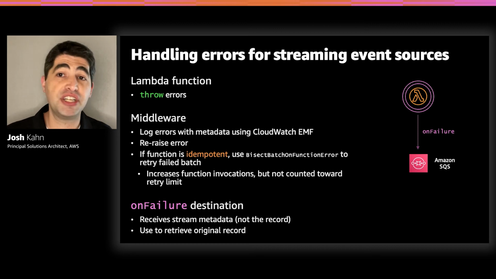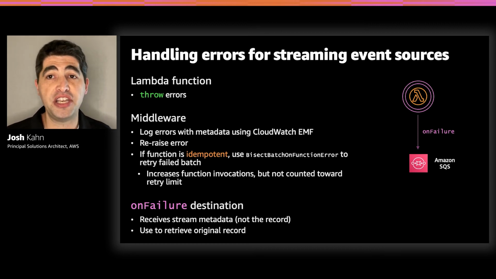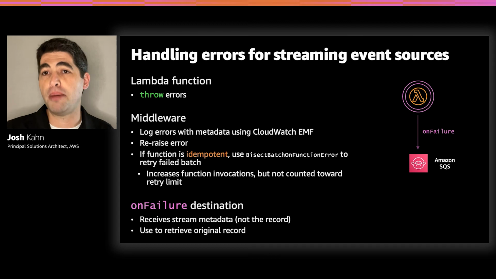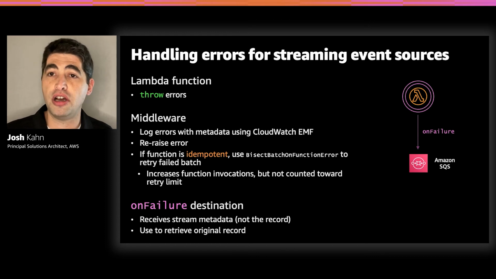And that destination does not receive the original payload. Instead, it receives metadata about the stream itself. And you can use that metadata to then go look up the batch of records that failed in the future. But if you're just trying to process the events that show up in your failure queue, for example, the same way you would with an asynchronous invocation, it's not going to work that way. You have to go look up that batch on the stream again.